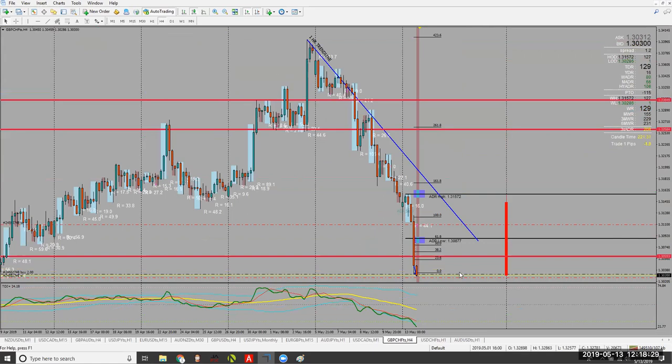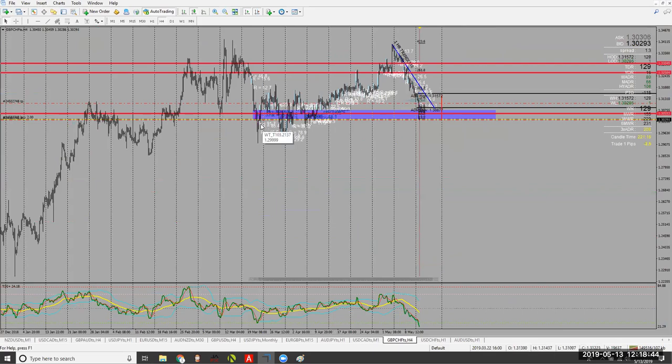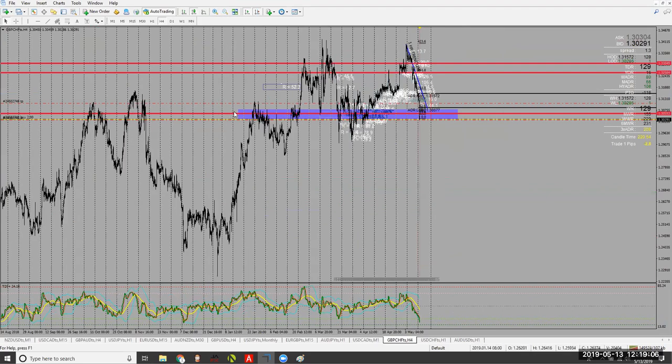Here on the 4-hour chart, we're tapping down into this previous region here. We're at the bottom of that region now. We can pull this region all the way over here. And this is where that particular region begins. Now, if we look at this region, we can zoom out a little more.